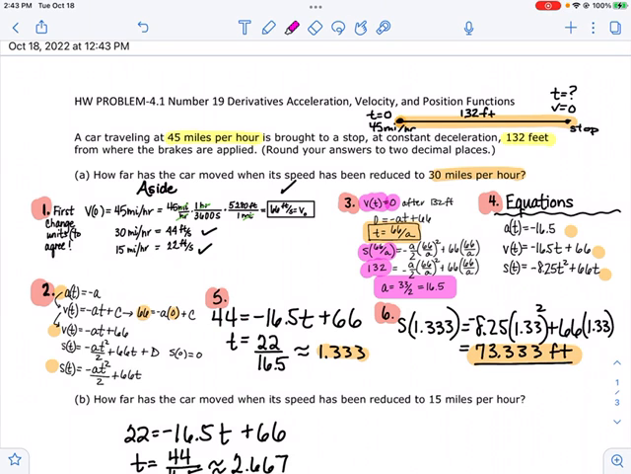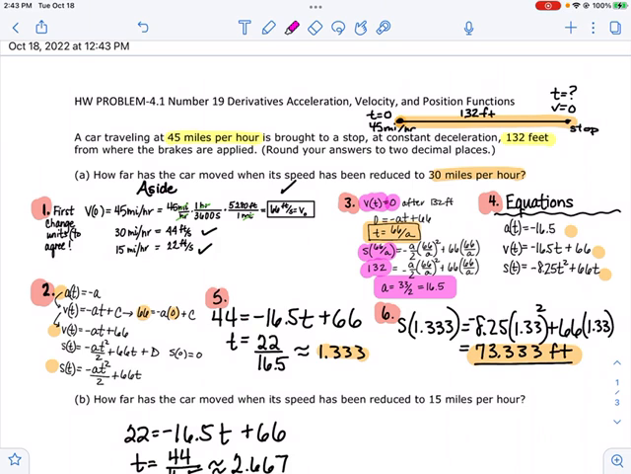Then we're saying, how far has the car moved? So you want distance, right? When its speed has been reduced to 30 miles per hour. So I want S to be 44, but I really can't plug it in. I can't figure out the distance without knowing what the t value is. And I have to do that by using 44 feet per second at 30 miles per hour. I know that velocity, and I can solve for t, and I get 1.33.